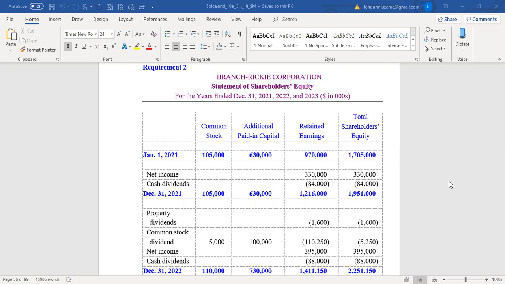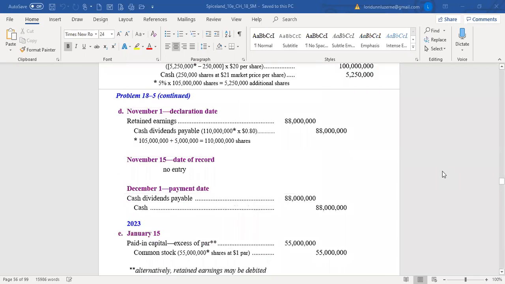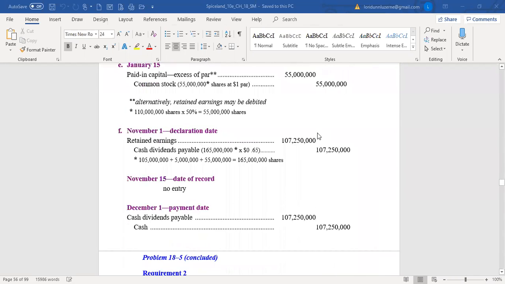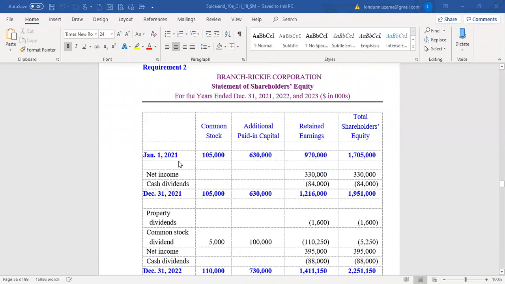Now let's see how shareholders' equity changed during 2021. Well, you can go back up and use your journal entries here. So in 2021, retained earnings decreased 84 million for the dividend. And in the book, they tell us net income was 330 million. So common stock nor additional paid-in capital changed, so it still has the same balance. We add net income, subtract the dividend, and we get a new balance in retained earnings and an overall total change.